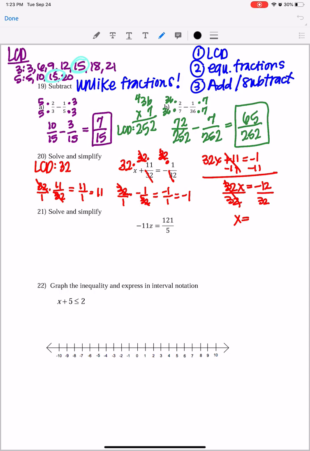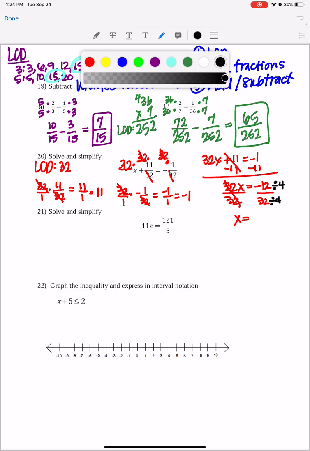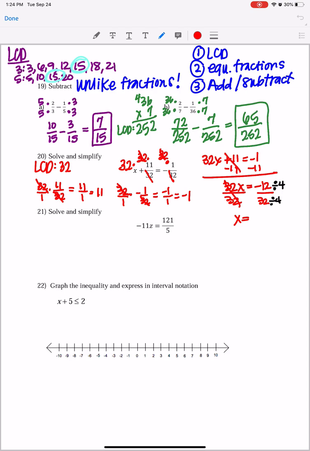Both of these are divisible by 4. And you can do this in 2 steps if you need to. You can do it by 2 and then you'll have to end up doing it by 2 again. But if we go to the biggest one first, it's only 1 step. So negative 12 divided by 4 is negative 3. 32 divided by 4 is 8. 3 is a prime number, so I know I can't divide that anymore.